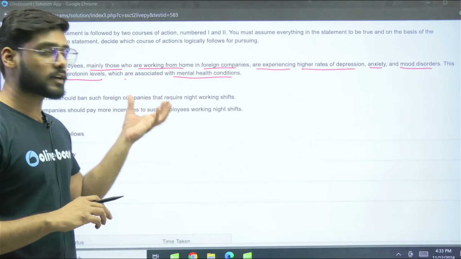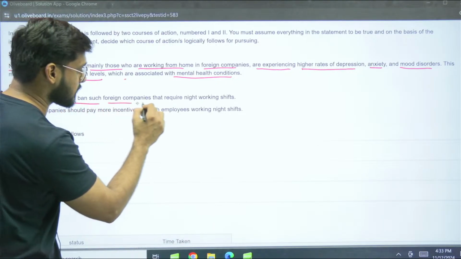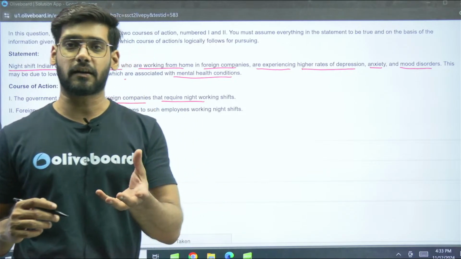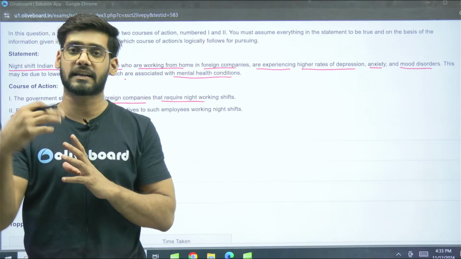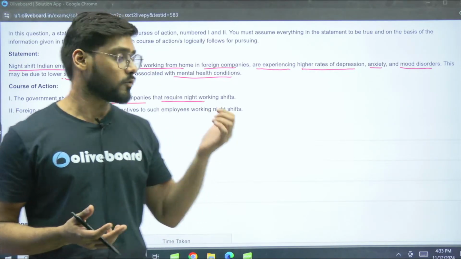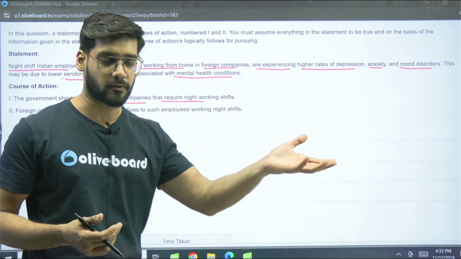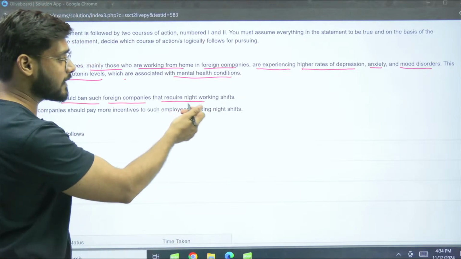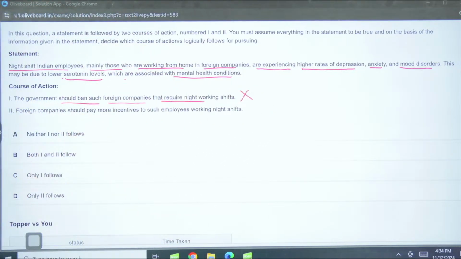Okay, so what course of action should be taken? Let's see. The government should ban such foreign companies that require night working shift. In course of action, always remember one thing: we are not supposed to take the extreme decision which may not favor anyone's side. If you are banning such companies, it will definitely not be in the favor of foreign companies, and secondly it will create a lot of unemployment. So we cannot take such kind of course of action, and first is the wrong one.